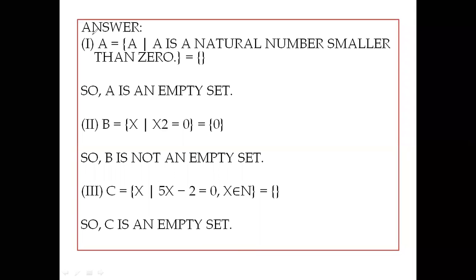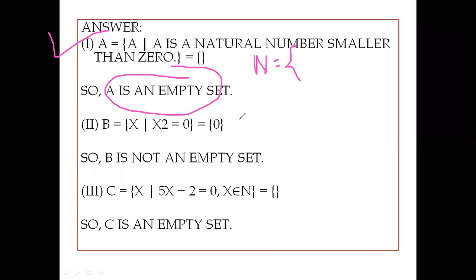So obviously, A to natural number आपको पता है. You know natural number is starting from 1. So 1 से 0 से कोई smaller element है ही नहीं. So we'll have an empty element. So A is an empty set, right?